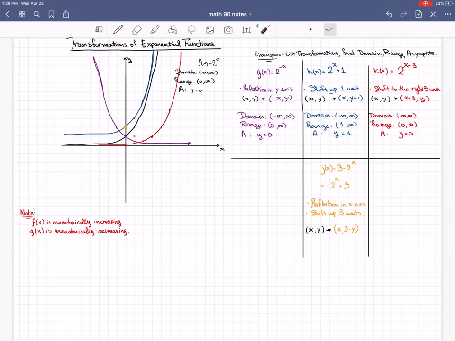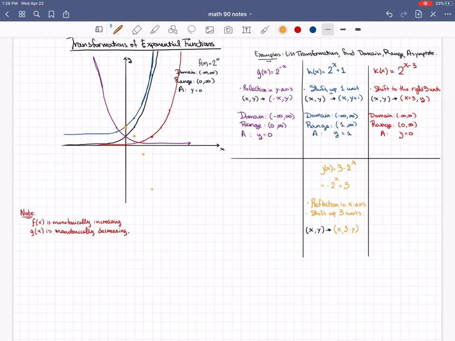Next, 2, 4, reflect in the x-axis. That lands there. And then up 3 units. That goes up to here. And then let's just do 3, 8 to finish. So 3, 8, reflect in the x-axis. That lands there. And then up 3 units. That finishes there. So like that.